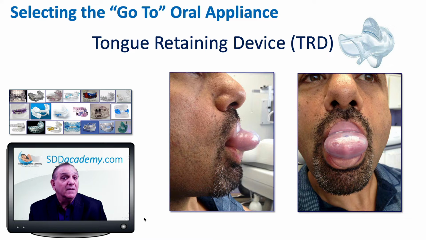So the tongue retaining device is something not talked about often. However, there are patients that just are not suitable for mandibular advancement devices because of compromised dentition. Now, if they're CPAP intolerant, a tongue retaining device can save the day for them.